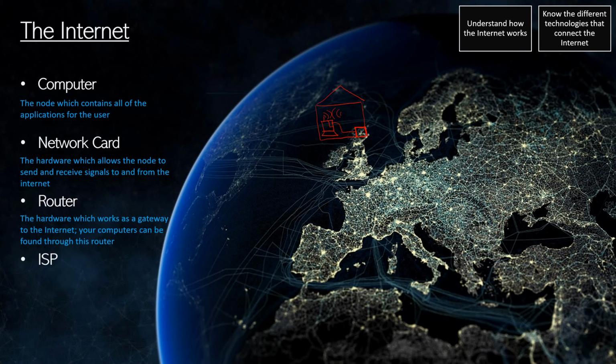It works as a gateway for the rest of the world to come through to your house, or for you to leave your house and access the rest of the world. That's why it's called a gateway. Your computer can be found through this router. So if you didn't have this router in your house, the rest of the world wouldn't be able to send you information. They wouldn't be able to find you on this network. Neither would you be able to access the rest of the network.